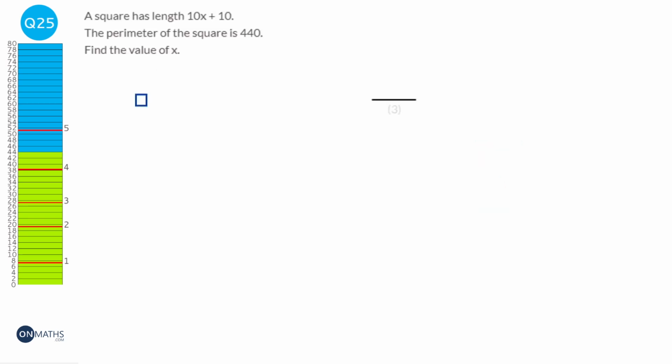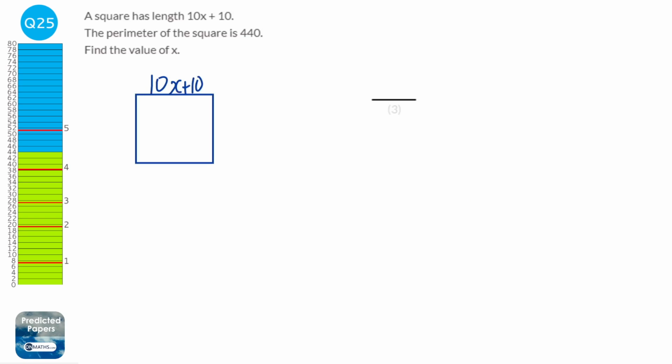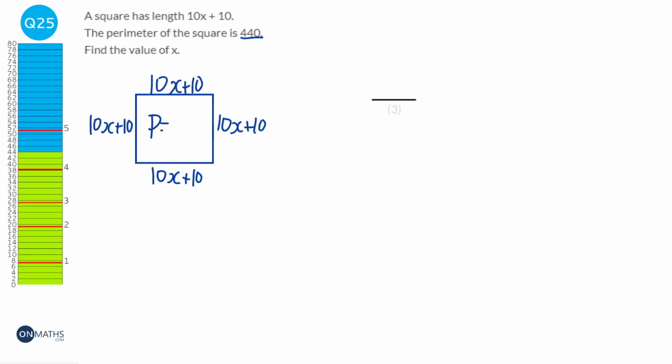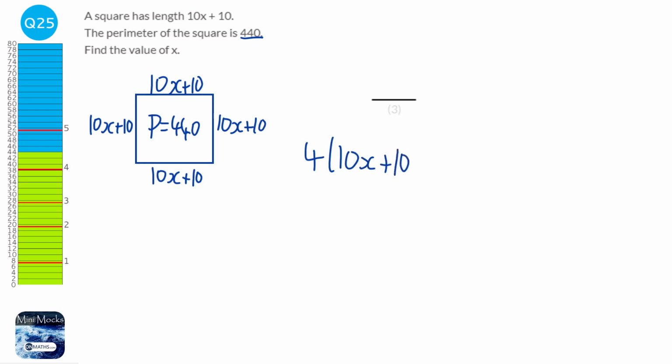First thing I'm going to do is just draw the square out. And we know the length of it is 10x plus 10, but it is a square, so that's the same all the way around it. But we're also told that the perimeter is 440. So what we can do is we can work out the perimeter in algebra by multiplying 10x plus 10 by 4, or just adding up the 4 lengths that we've got. So we're going to do 4 times 10x plus 10. But we also know that that is going to be 440 because we're told in the question that the perimeter is 440.